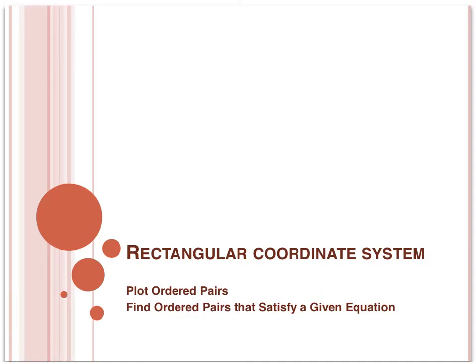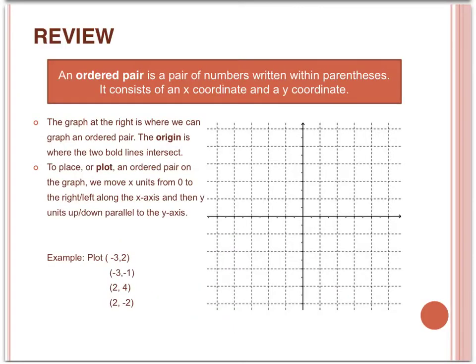This section is on the rectangular coordinate system. More specifically, we'll be talking about how to plot ordered pairs and find ordered pairs that satisfy a given equation. To begin, let's review. An ordered pair is a pair of numbers written within parentheses.